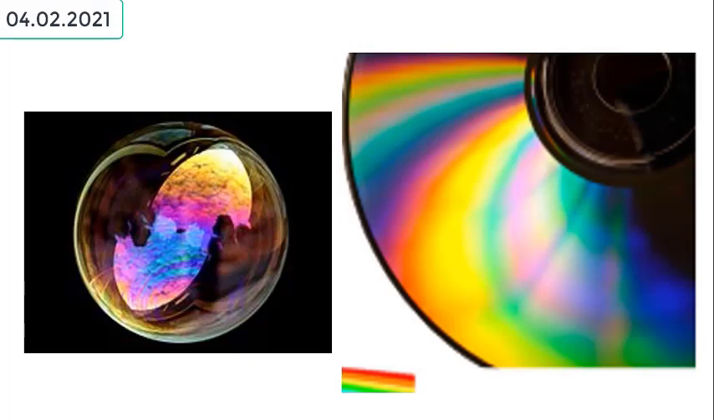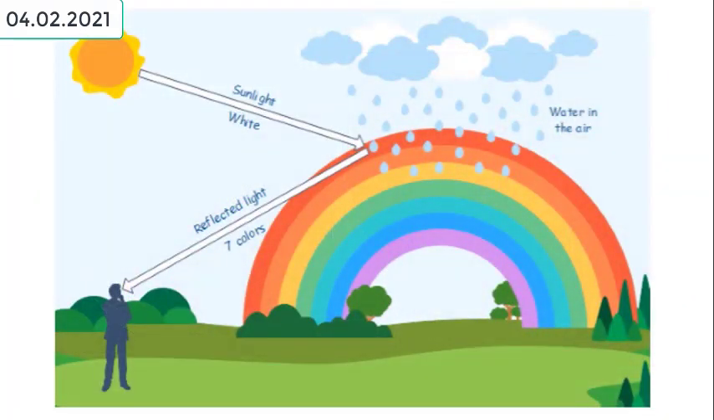We might have also seen that when we blow soap bubbles, they appear colorful. Similarly, when light is reflecting from the surface of a compact disc, we can see many colors. The rainbow is produced by the dispersion of sunlight by tiny raindrops suspended in the atmosphere. It is caused because of the dispersion of light.